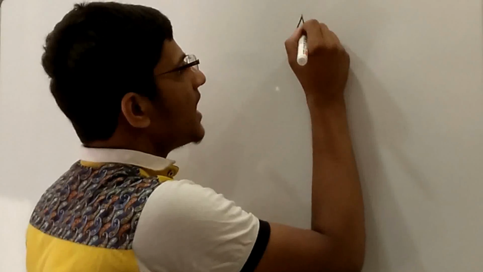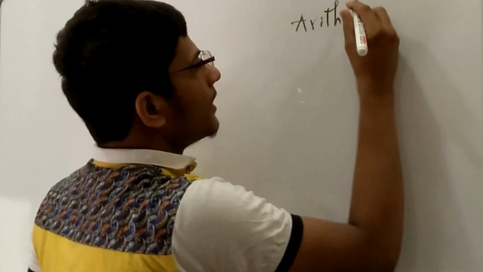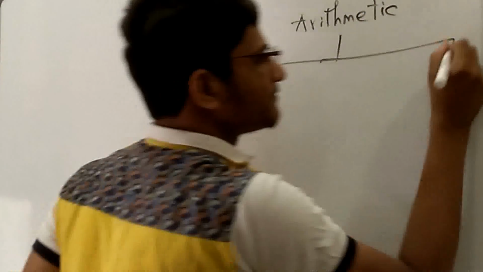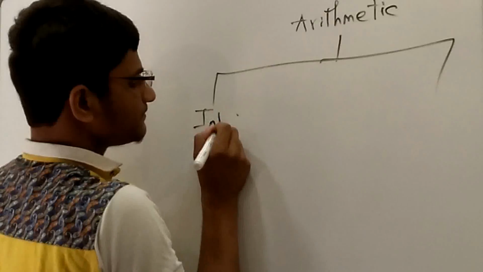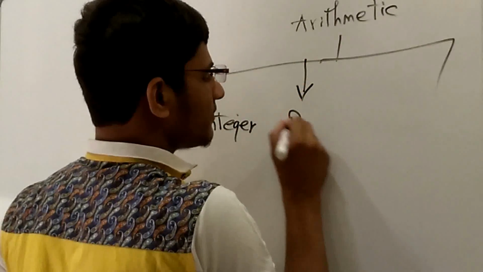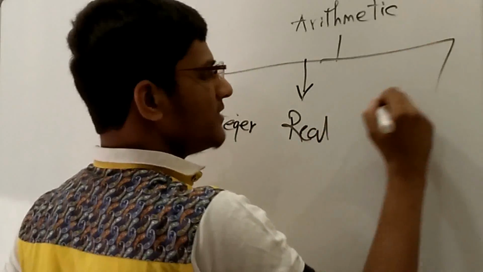So welcome back guys. I hope you are clear with the operators. So we are going to start today with our very first set of operators, that are arithmetic operators. Now arithmetic operators are also divided into three classes, that are integer arithmetic, then real arithmetic, and then mixed arithmetic.